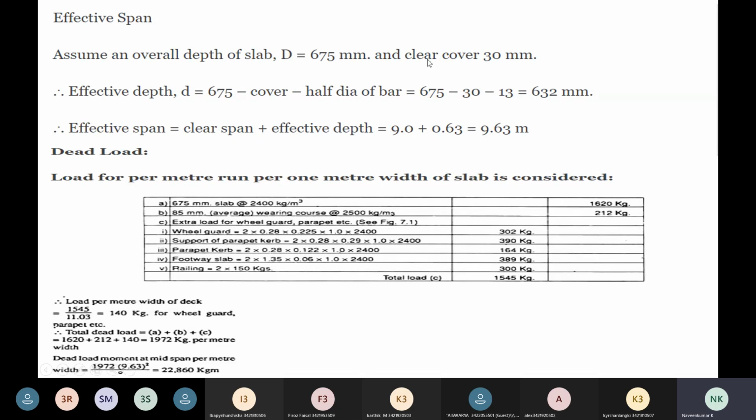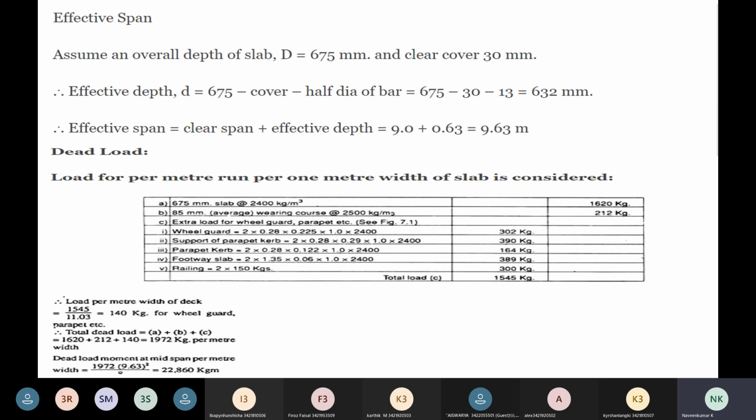Okay, so you know the solid slab span is 9 meters actual span, but the effective span is 9.63. But what is the moment at the center or at the mid of the slab? Okay, so that you have calculated. The first portion of the design is somewhat over, as we have calculated the moment.